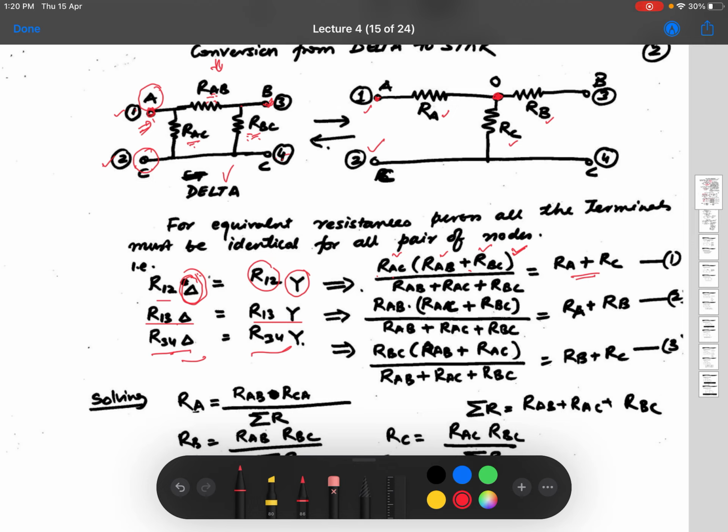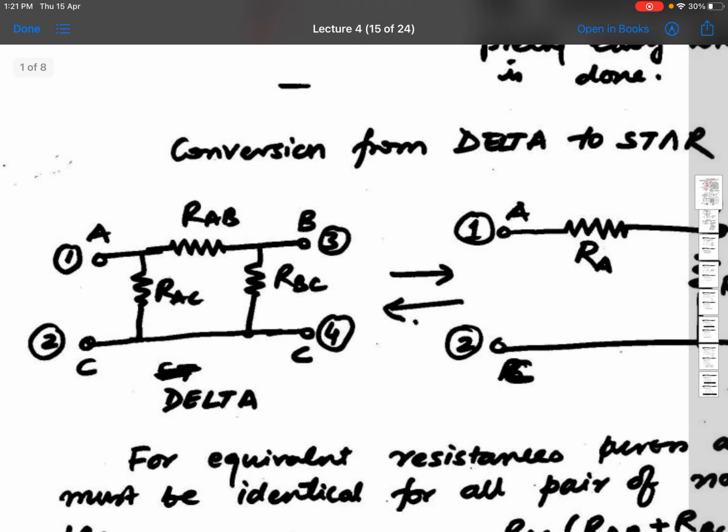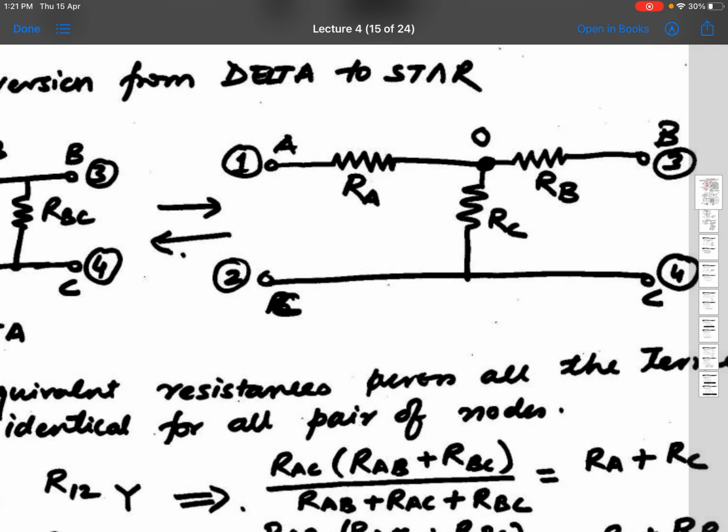And if I see the same terminals across the star connected set, that is this one, then across 1 and 2, this is a floating resistance, I am not considering RB. So across 1 and 2, RA plus RC would be the resistance in series. So this is the equivalence here. Similarly, you can calculate by seeing across 1 and 3. Across these two, if you see between A and B, then come back here.